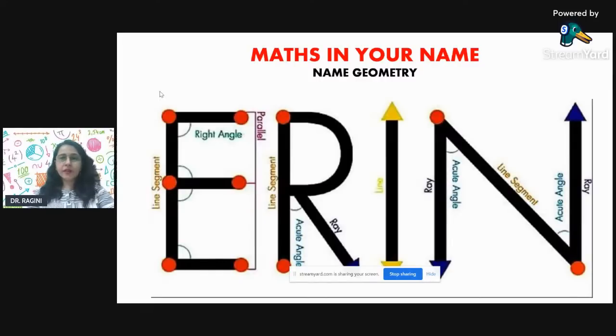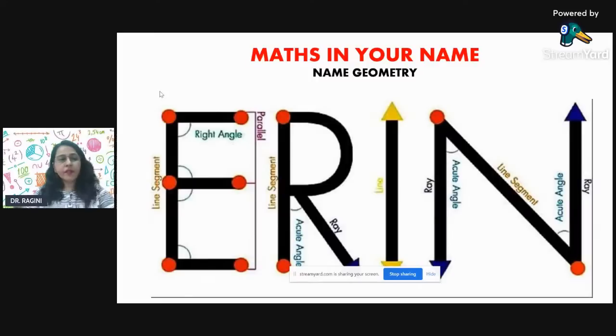So here I'll start with a few of my activities which will help kids of all ages to have easy math practice. This is maths in your name. That is name geometry. In this fun math activity, kids will put their geometry skills to the test by measuring and classifying the lines and angles created by the letters of their own name.